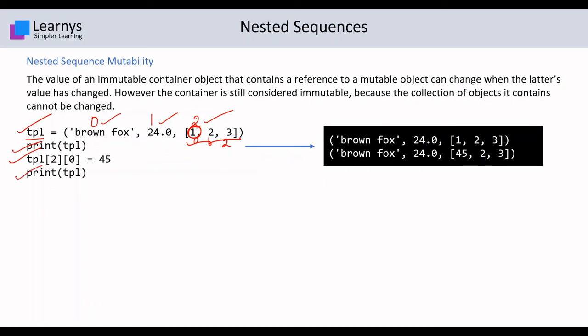And now we try to print the tuple. The value has changed. This is because the list is mutable. So even if you have a mutable sequence inside an immutable sequence, you can change the contents. But remember, the immutable container, which is the tuple, cannot change its values.